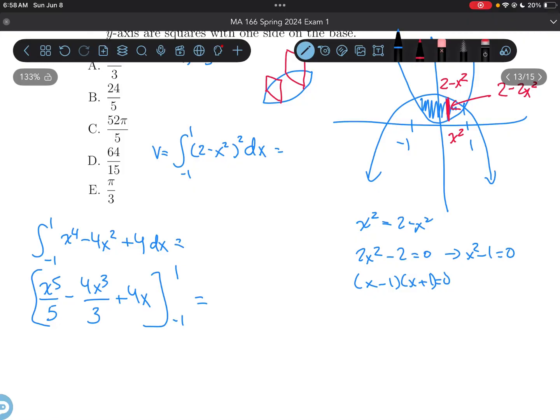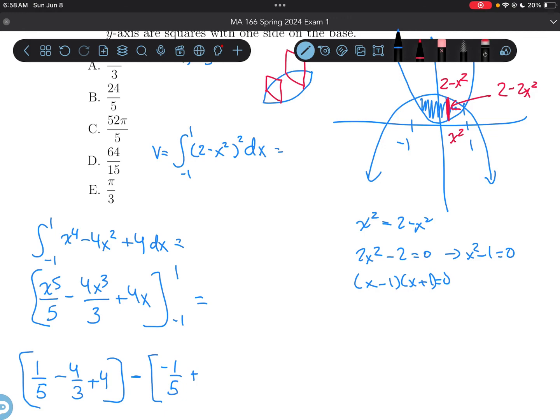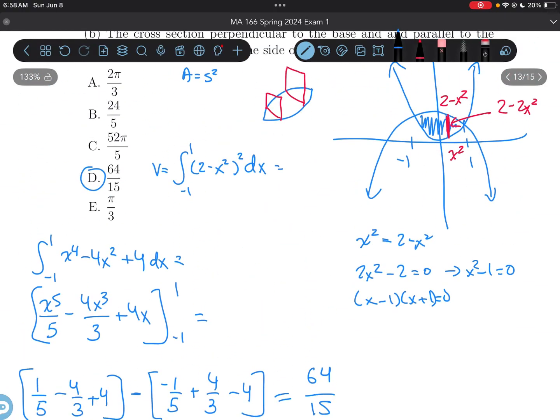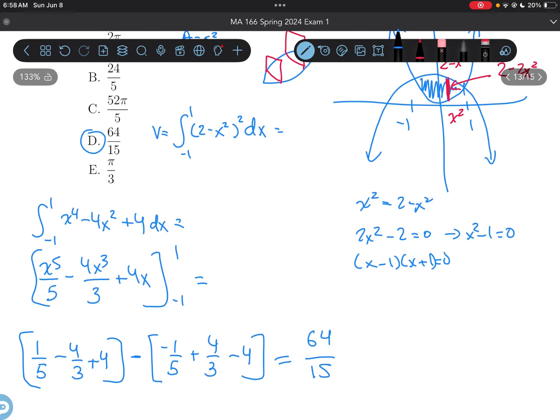Now I just plug 1 and -1 into this expression. If I plug in 1, I get 1 over 5 minus 4/3 plus 4. And then minus, now I plug in -1: -1/5 plus 4/3 minus 4. If I solve for this, I get 64 over 15. Before moving on, that means the answer to question 11 is D.